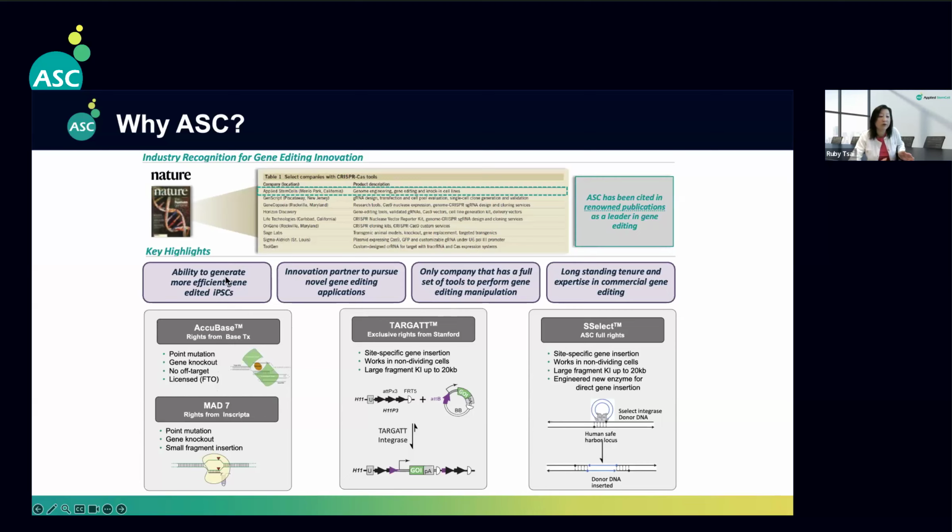And we provide end-to-end solutions. I didn't get a chance to tell you about other parts of the services. Basically we provide from discovery all the way through GMP manufacturing for cell and gene therapy products.